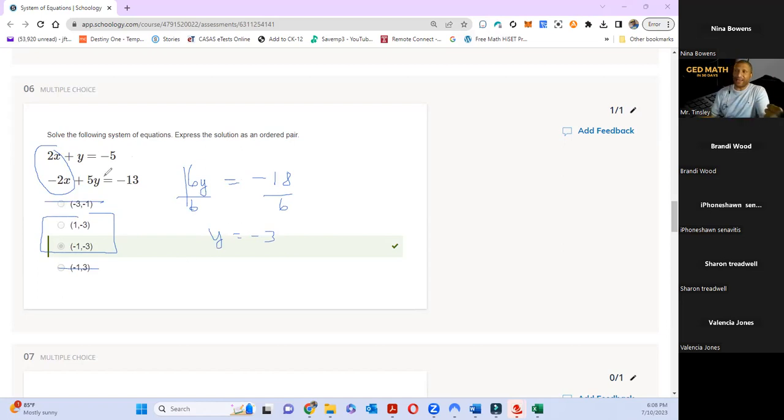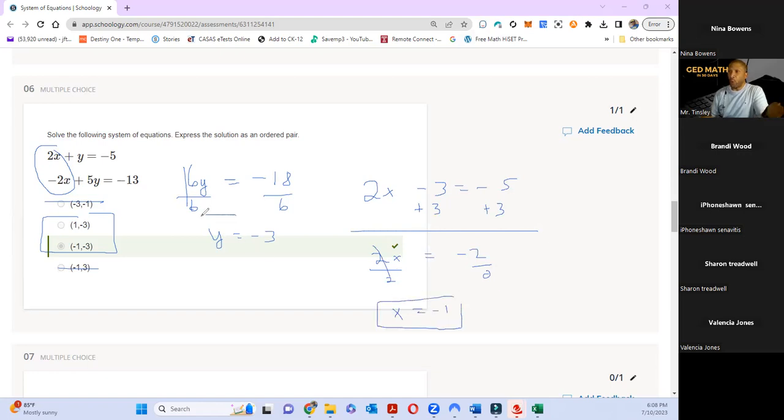So I'm going to plug this back into one of the equations. So I got 2x minus 3 equal negative 5. So I add 3 to both sides. I get 2x equal to minus 2. Divide by 2 on both sides. I get x equal negative 1. So x is negative 1. Y is negative 3. The solution to this system of equations is the point, parentheses, remember, x comma y, so minus 1 comma negative 3. That would be your final answer.